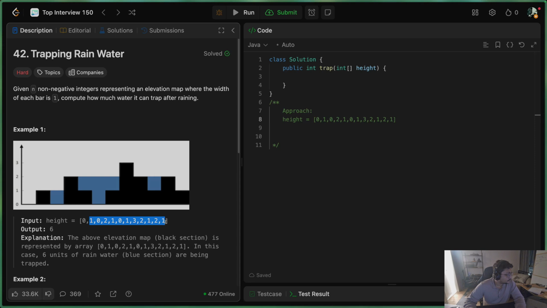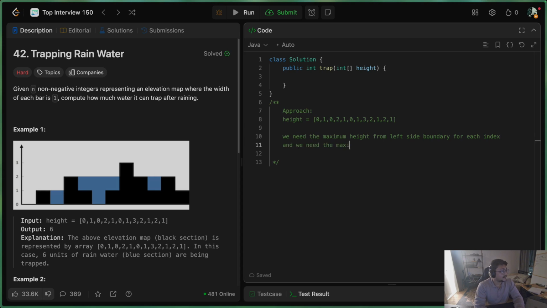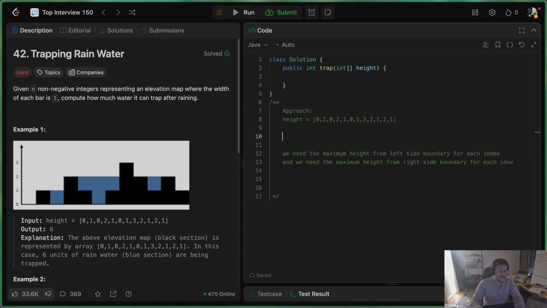So that's for sure. Now to be able to calculate the water accumulation at every index, what we need is the maximum height from the left side boundary for each index, and we need the maximum height from the right side boundary for each index. To calculate that, we can take a max height from left, and then for every index we can calculate the max height we have seen so far.